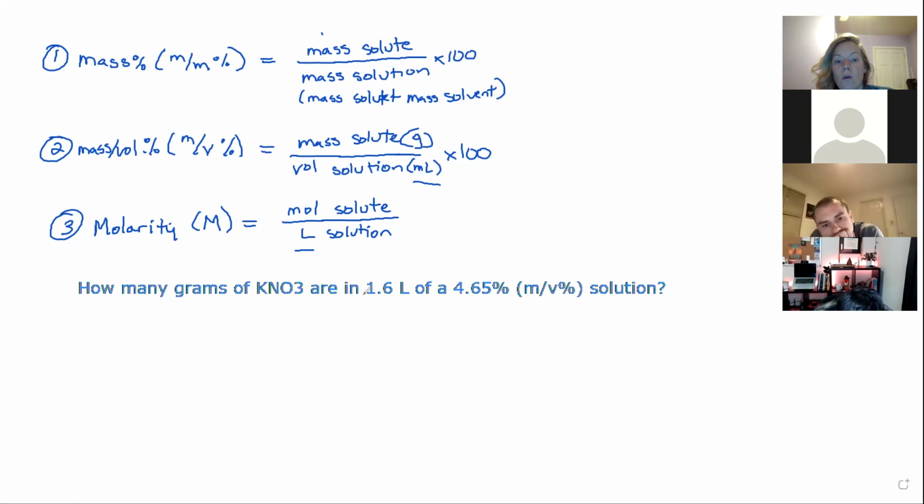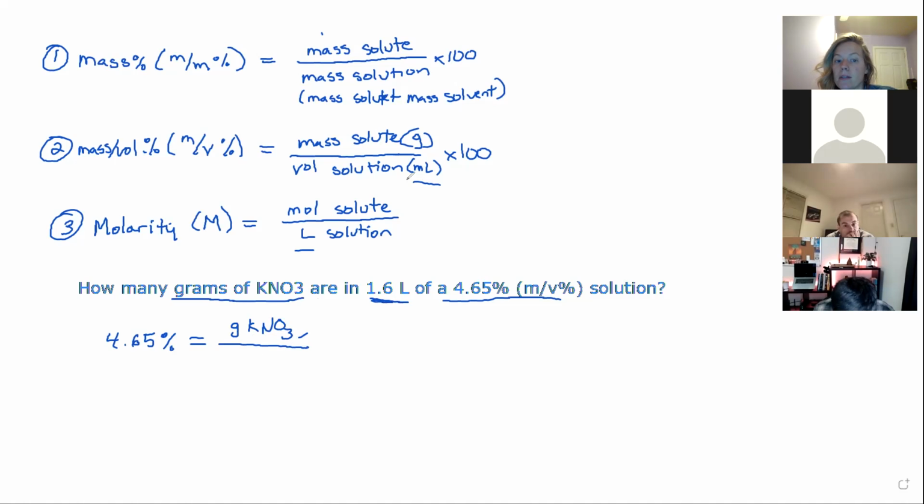So we know the mass volume percent, so I know what the whole thing needs to equal: 4.65%. I'm trying to find the mass of the solute. Remember, grams of KNO3, whatever the salt is. So we're trying to find grams of KNO3. Do I know my denominator? Almost. I know my volume, but this is specific to milliliters, so make sure you convert to milliliters.